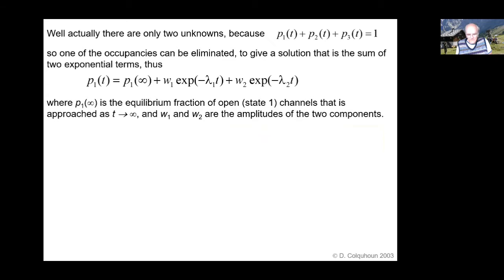The eigenvalues of Q are always negative, so these components always decay. The two rate constants here come from the eigenvalues of the Q matrix, and the two amplitudes are found in a way which will come soon.